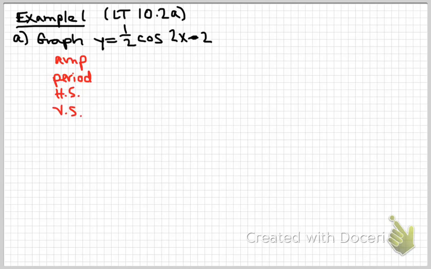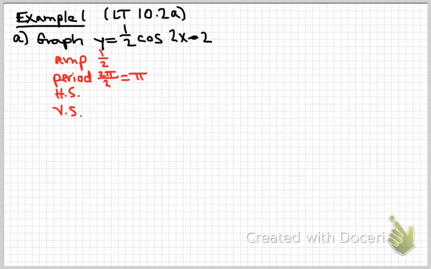Just like in 10.1, for the amplitude we always look at the number in front of the trig function, the coefficient of that trig function. In this case, it's 1/2. Remember, amplitude is always positive, so if that happened to be negative, we'd make it positive. So the amplitude is 1/2 in this problem. The period then is 2 pi divided by the b value. The b value is what is in front of our variable, in this case, a 2. So it's 2 pi divided by 2. The 2's cancel, giving me a period of pi.